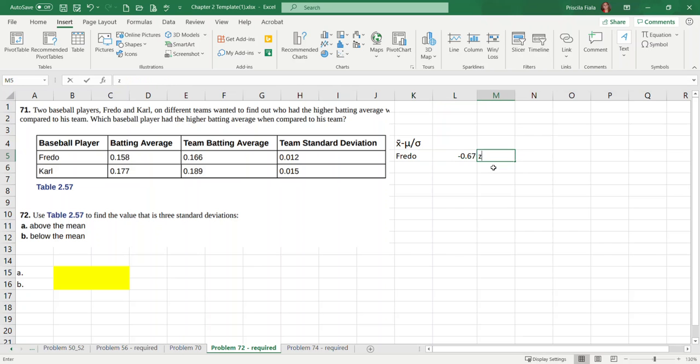Those are z-scores. These are not actual percentages. I'm not going to go into it right now because I don't want to confuse you, but you are going to be learning that.